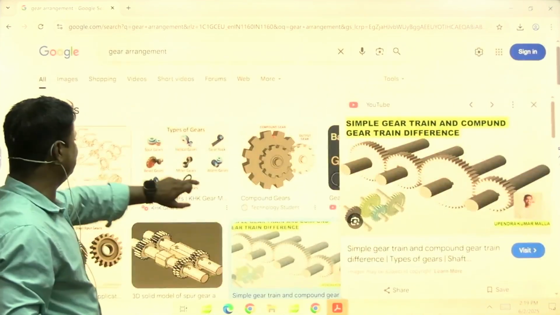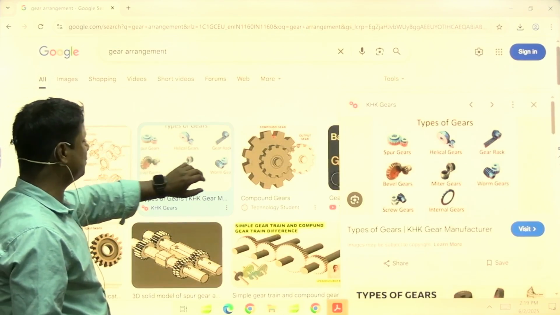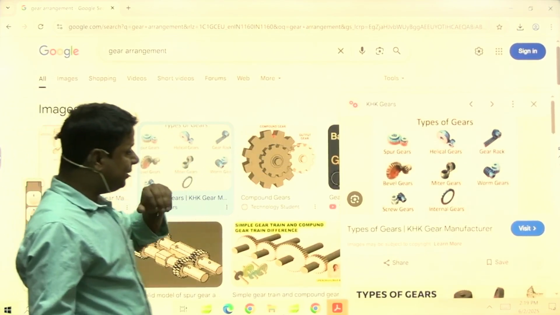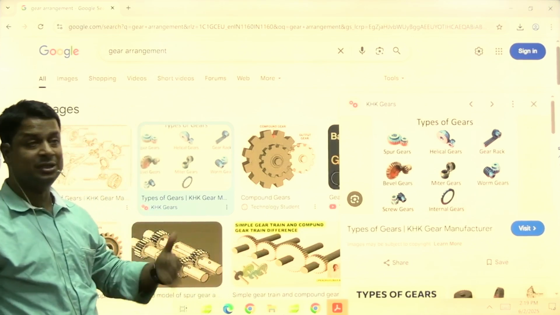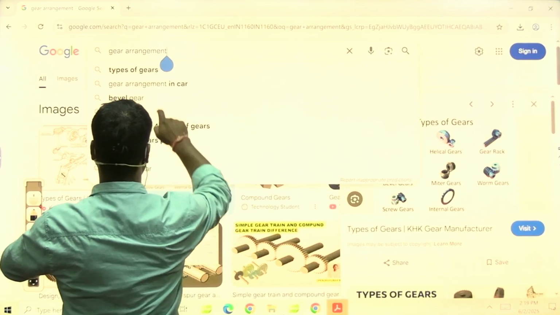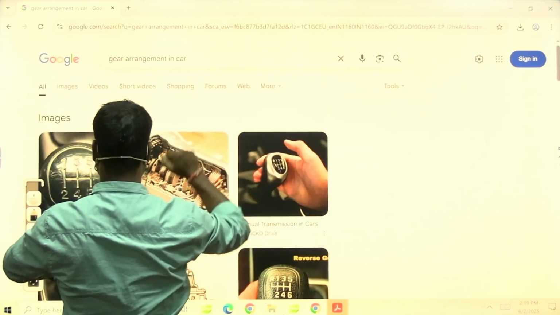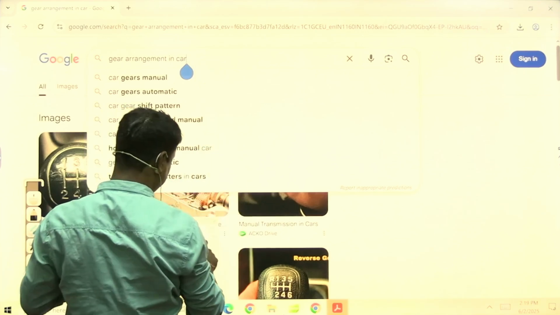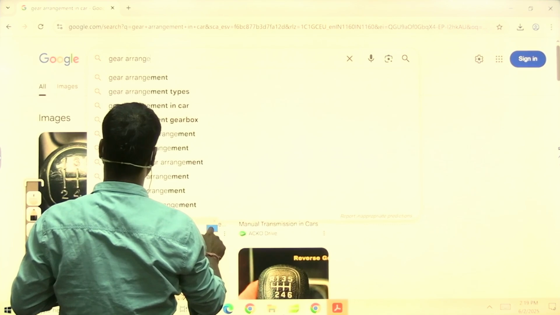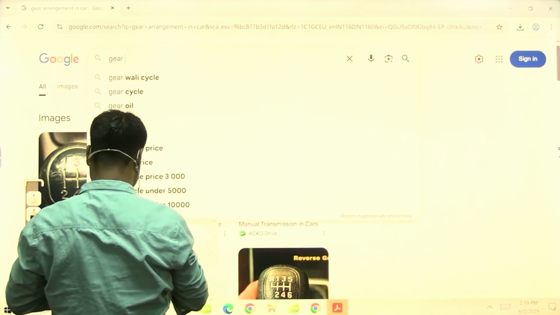In Google, you may also search what types of gear teeth there are. Look here, different types of arrangements are known by different names. You may put in, for example, this gear arrangement. You may see it in the automobile field, or a compound gear arrangement, a gear train.